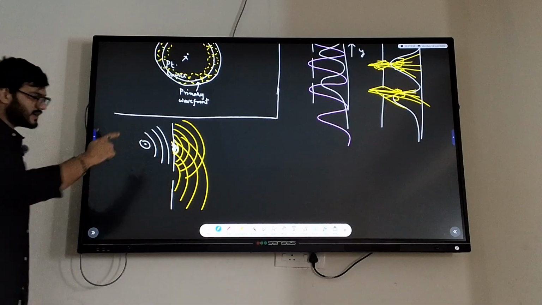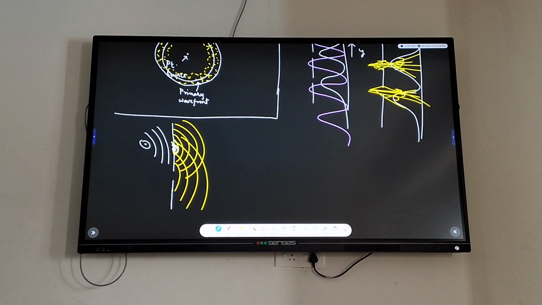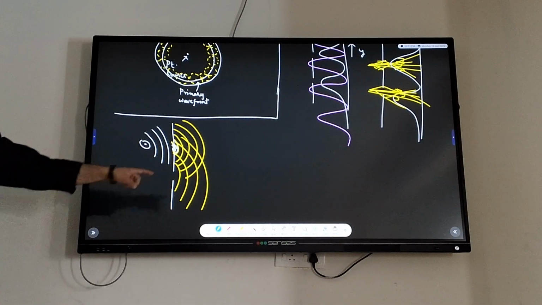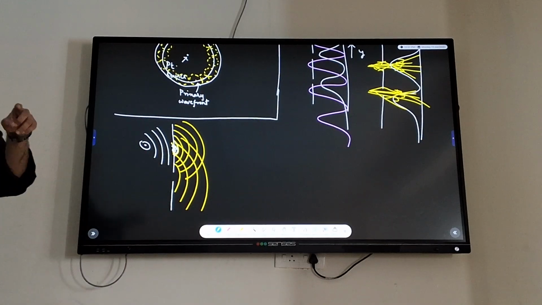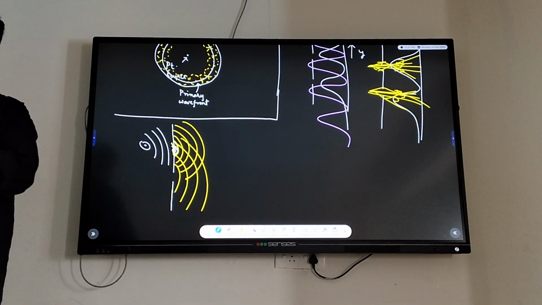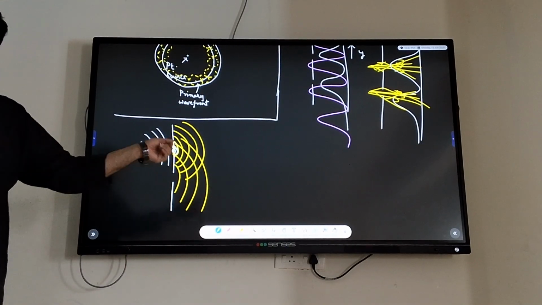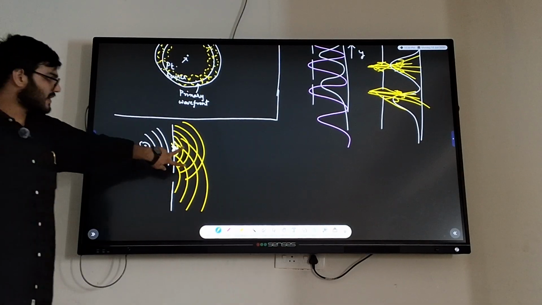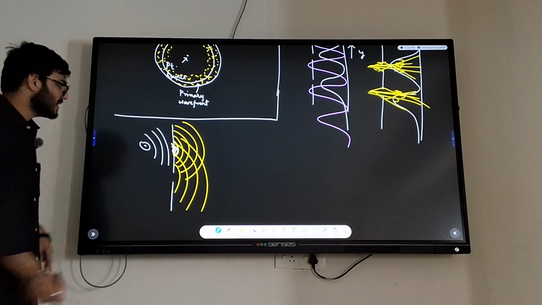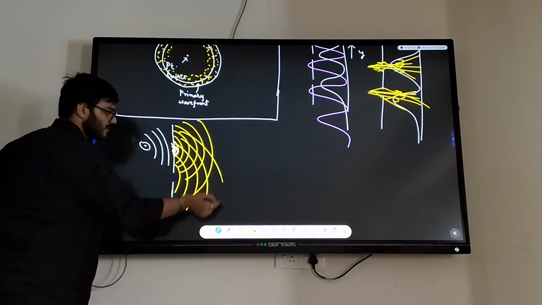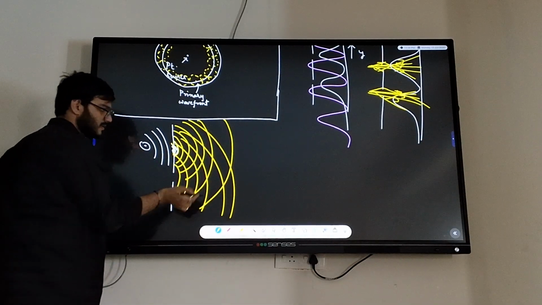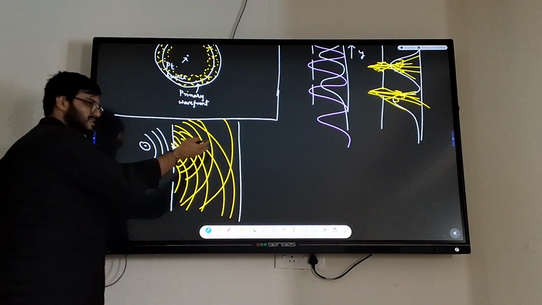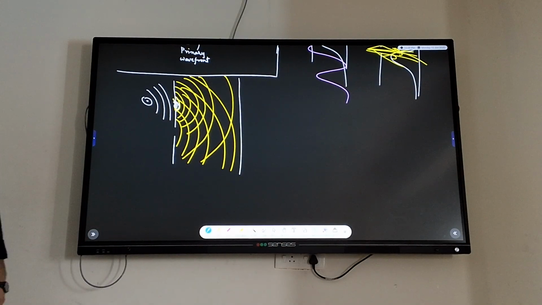Tell me, are they meeting at different points? They are superposing at different points, and based on whether they are in phase or out of phase, you will get a destructive or a constructive interference. Are they meeting only at 2 points? No. It's at many places. And after that, what will be seen on the screen? The pattern of this will be seen. Yes or no?